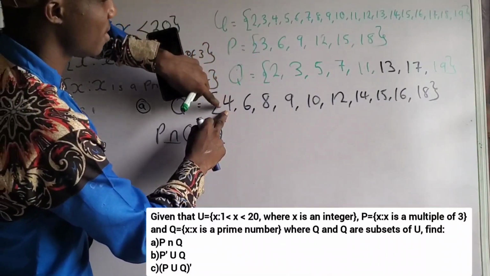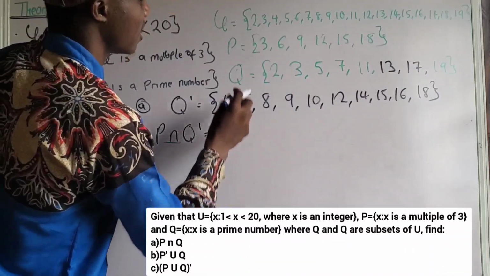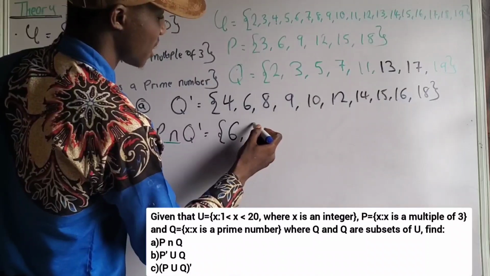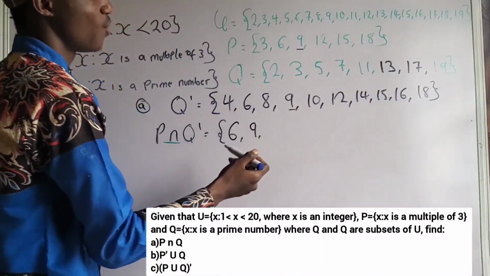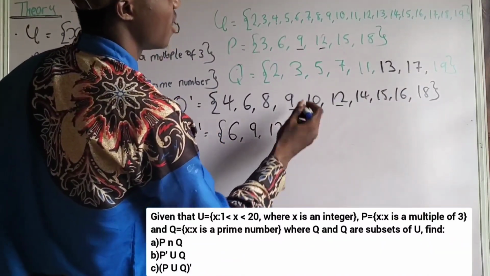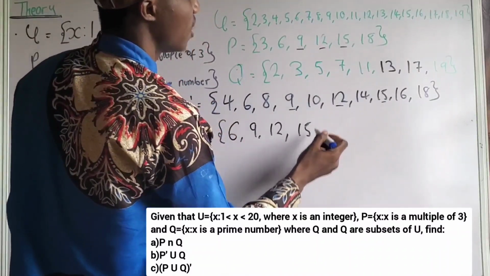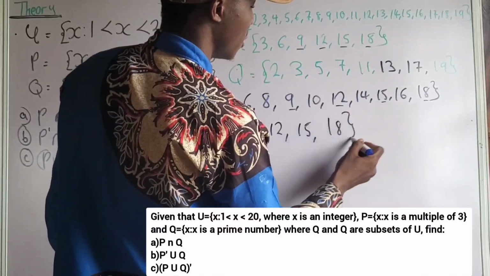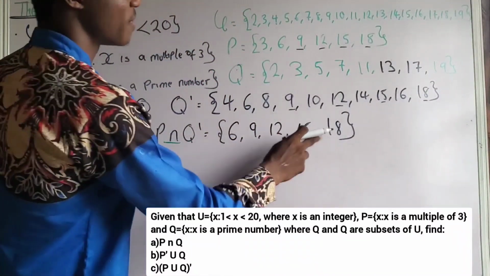3 is not common. 6 is common, so you put 6. What of 9? 9 is common, so you put 9, because you see 9 is present here, 9 is also present here. What of 12? 12 is common, so you put 12. What of 15? 15 is common, so you put 15. What of 18? 18 is common to both sets, so you put 18. So P intersection Q prime is 6, 9, 12, 15, and 18.